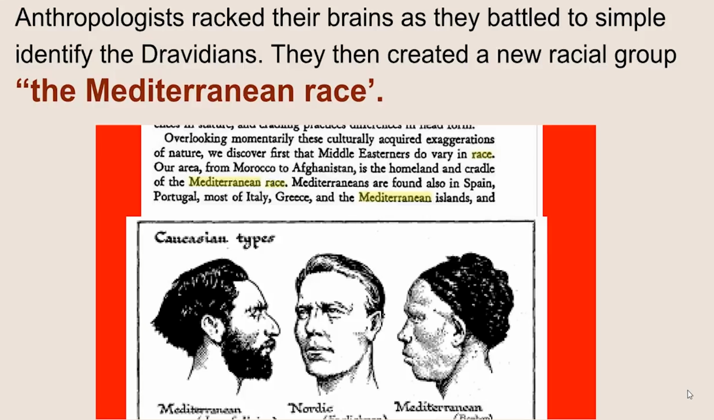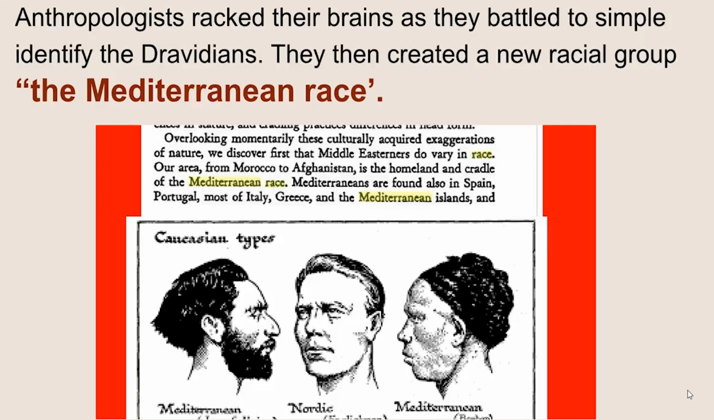I am reading from one of the authors here who said, "Overlooking momentarily these cultural acquired exaggerations of nature, we discover first that the Middle Easterners..." There was no Middle East, we know that. The people in the Middle East were brought in from other parts. They are not indigenous. The majority of the so-called Middle Easterners, white Arabs, are not indigenous. We know that they came via Turkey. Then he says, "We discover first that the Middle Easterners do vary in race."